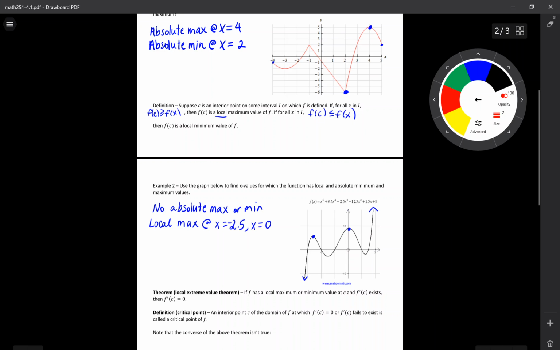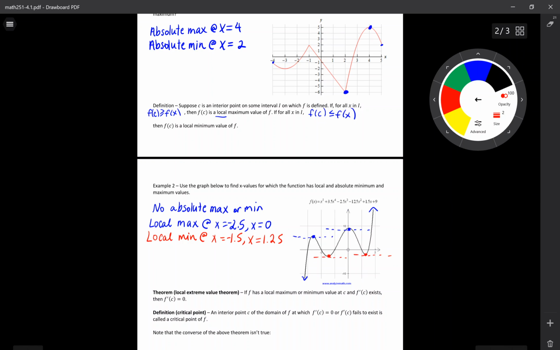And then our local minimum values are here and here. Sorry, did I just say absolute minimum values? I meant local minimum values. Local min at x equals negative 1.5 and x equals 1.25, about. So these local mins occur at the lowest point of a certain region of the graph. And you might be noticing that these local maxes and mins occur wherever I have a horizontal tangent line, right?